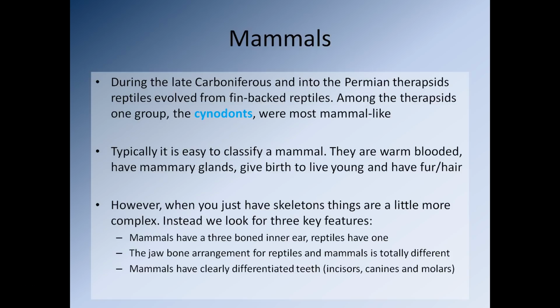However, when you just have the skeleton, things become a little bit more complex. So instead, we need to look at features which only occur within the hard portions of the body. That is, the fact that mammals have a free-boned inner ear. In the inner ear, reptiles only have one bone. The jawbone arrangement for reptiles and mammals is totally different. And mammals have clearly differentiated teeth, so we have incisors, canines, and molars.